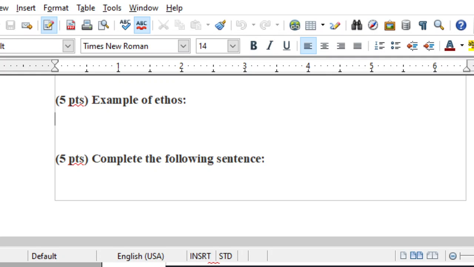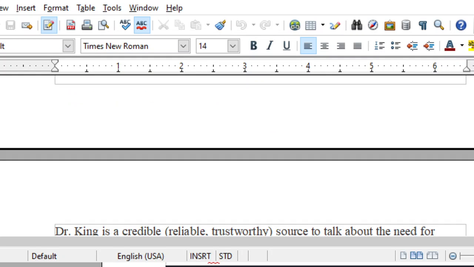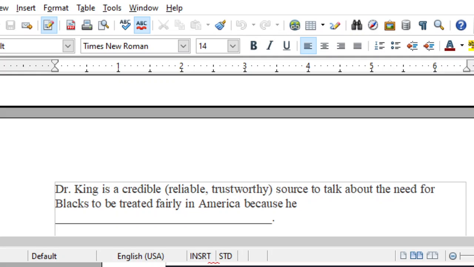And then after you give me the example, complete the following sentence. Dr. King is a credible, reliable, trustworthy source to talk about the need for blacks to be treated fairly in America because he, and then fill in the blank.